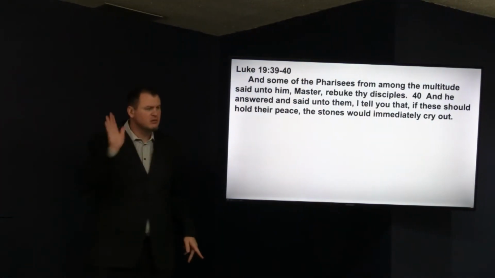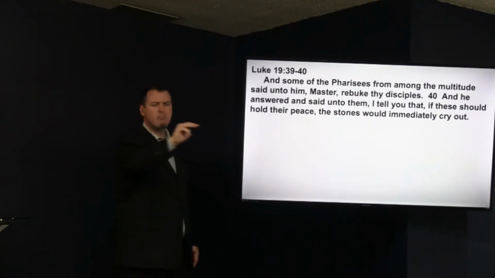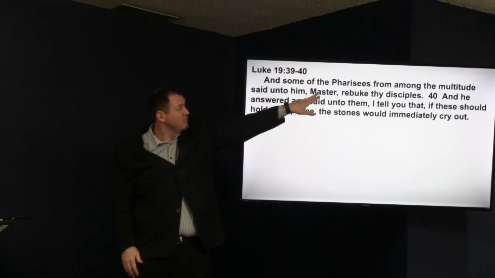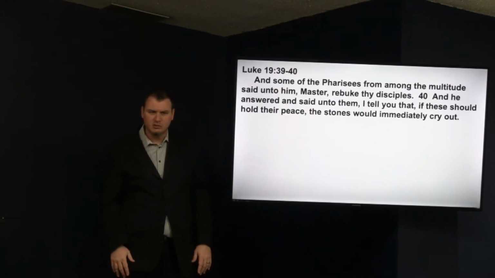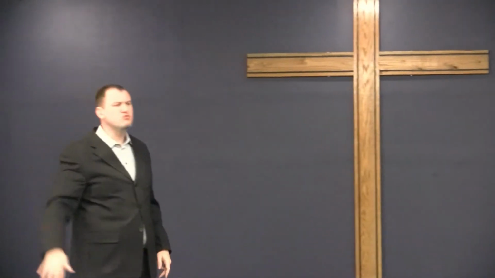Like right here, let's see it. And some of the Pharisees from among the multitude said unto him, Master, Rabbi, teacher, rebuke thy disciples. So Jesus here is riding in, and the people are crying out, King, Son of David, Hosanna. This is Jesus. He is the Messiah. And the Pharisees, they don't like it at all. And they say, hey, teacher, rabbi, this is enough. Stop with the arrogance here. This is enough.